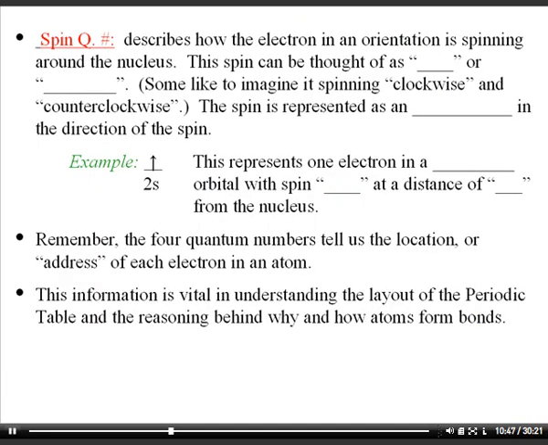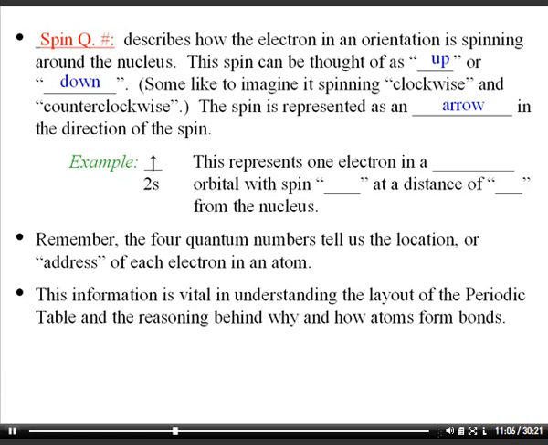The last part of the address is the spin quantum number. It tells you which direction the electron is going. You can think of it as spin being up or down. A lot of people like to think of it as clockwise and counterclockwise. And the spin is represented with an arrow. So if an arrow is going up, that would mean a clockwise spin, and if the arrow is going down, it would be counterclockwise, or vice versa.